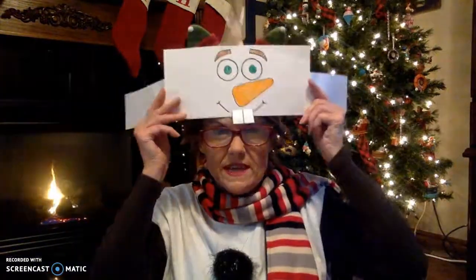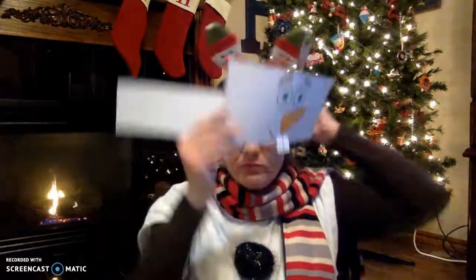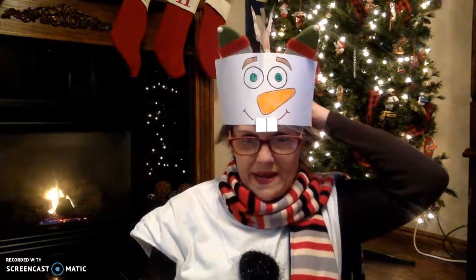Okay. So, this is my headband. You're going to wear this headband, and you're going to take a picture. Okay? So it's going to look like this. Madison's over there laughing at Mrs. Hensley. That's sad, isn't it? Okay. So you're going to put your headband on, have someone take a picture, and send it to me. I can't wait to see what you look like in your Olaf or your snowman headband.